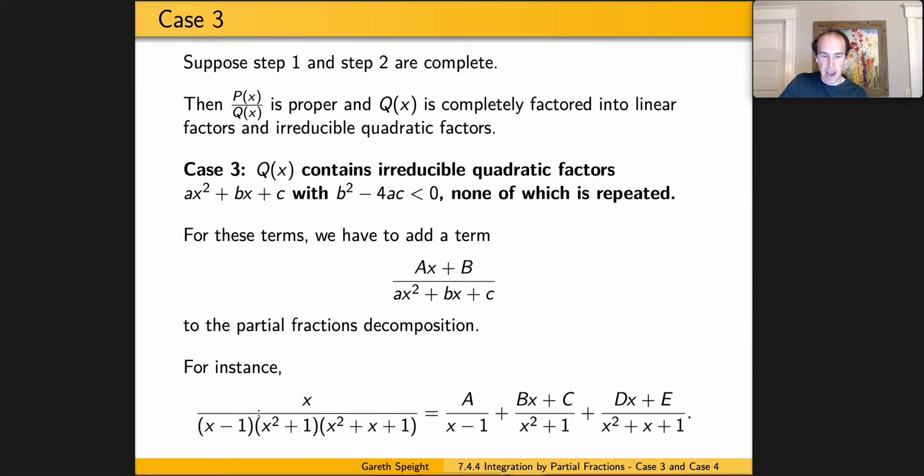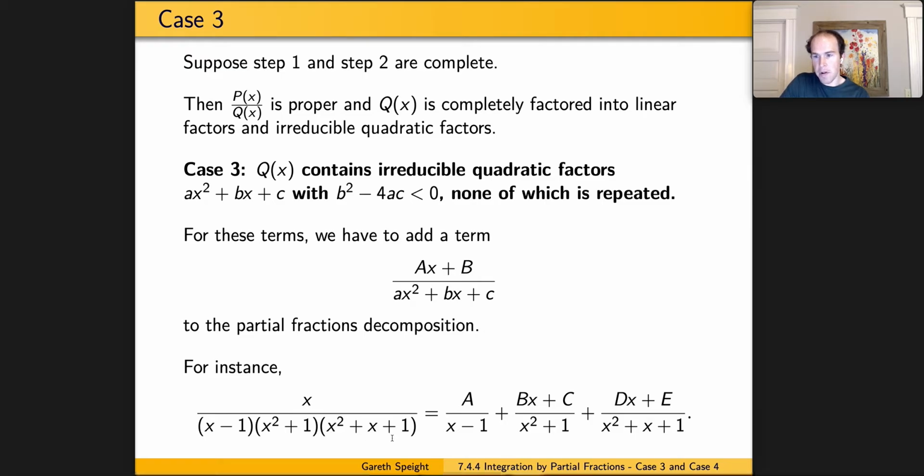So for instance, suppose we had x over (x minus 1)(x squared plus 1)(x squared plus x plus 1). This is for sure proper, so we're done with step 1. It's also completely factored from step 2. For instance, we have a quadratic x squared plus 1, but this is irreducible because b is 0. So b squared minus 4ac would be minus 4, which is negative.